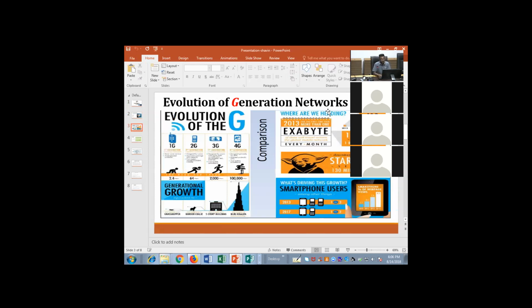Before I go to the note section, I'd like all of you to have a glance through this image that I have included in my slide. Basically, this is the evolution of the generation networks from where 1G was introduced, and now we are into the fourth generation. You can see here the speed of the network is generally increasing, and that is what we are all after, right?